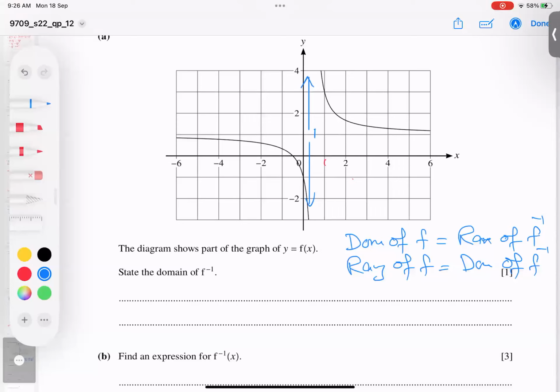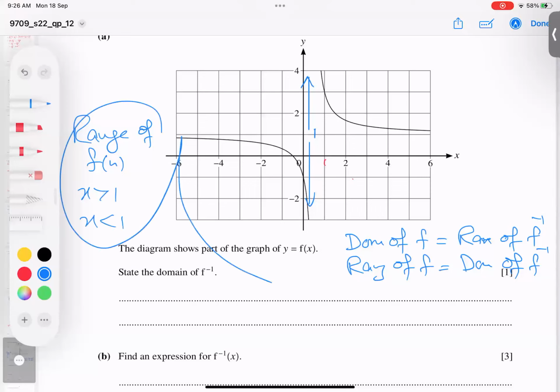So if I talk about the range of the function, what is the range of the function, students? The range of the function is y bigger than 1 and y less than 1. So this range of the function will be equal to the domain of the inverse function, and that's it. So what is the domain of f inverse?